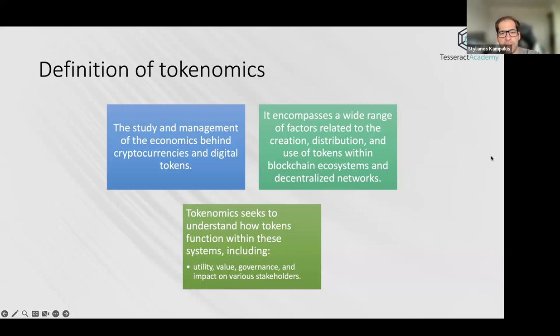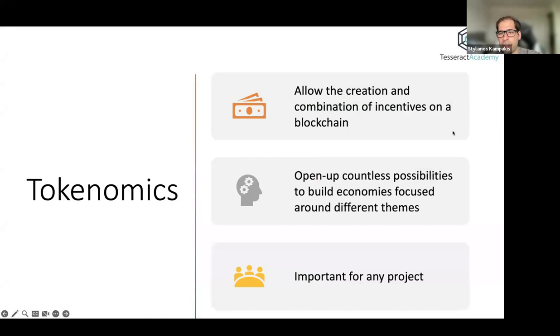And that's not just an academic study. The thing with tokenomics is that we really care about optimizing these economies in order to align incentives to achieve a particular purpose. So the first goal of tokenomics is always to allow the combination of incentives on a blockchain. For me, this is key in tokenomics and in the crypto space, in the Web3 space. That is, token economies allow us to align different types of incentives in any way we wish to achieve a certain outcome. And this opens up countless possibilities, which allow us to build economies focused around different themes.